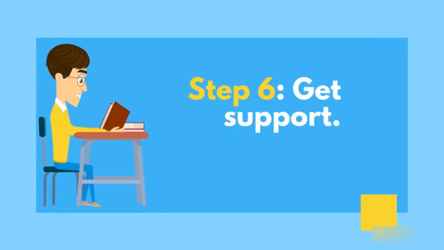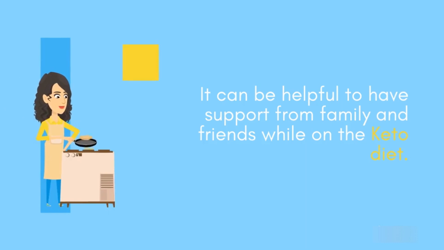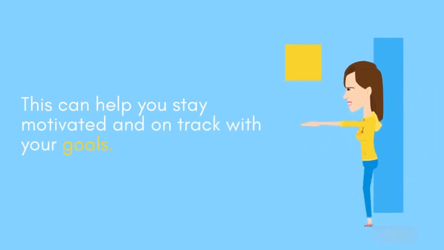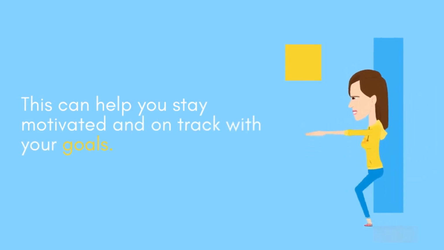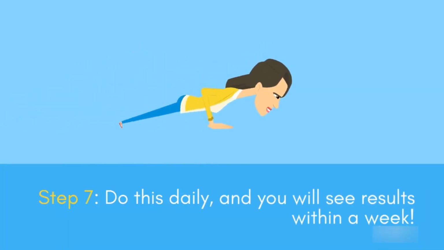Step 6. Get support. It can be helpful to have support from family and friends while on the keto diet. This can help you stay motivated and on track with your goals. Step 7. Do this daily, and you will see results within a week.